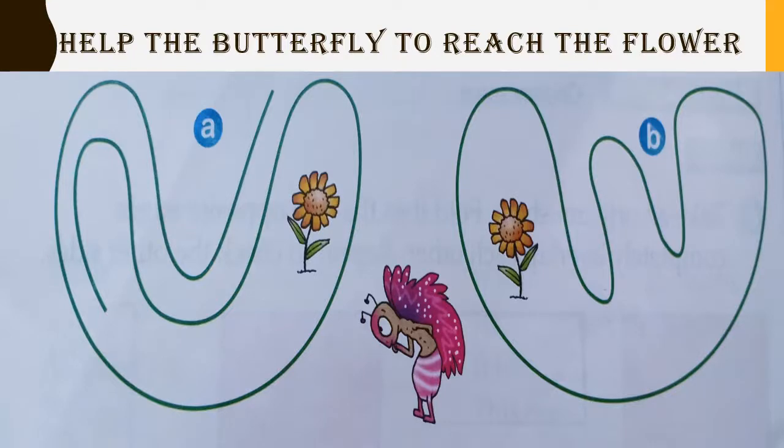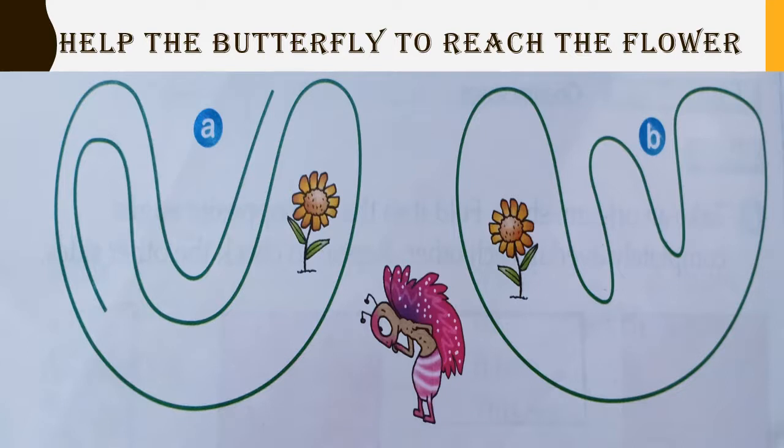Children, can you see a butterfly in this picture? This butterfly has to reach the flower shown in the two figures, that is figure A and figure B. Children, can we help the butterfly to reach the flower?